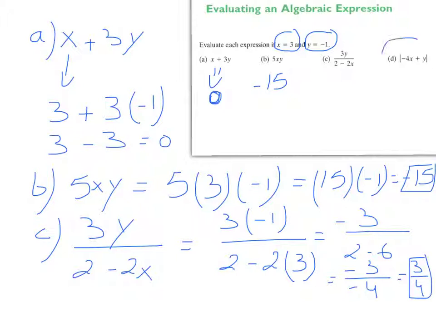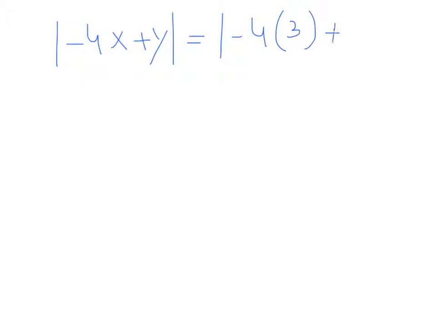Here we have d. Now d, the absolute value of -4x plus y. So here we have x equals 3 and y equals -1. So the absolute value of -4x plus y. Let me make sure we got this. So we substitute x by 3 and y by -1, right?